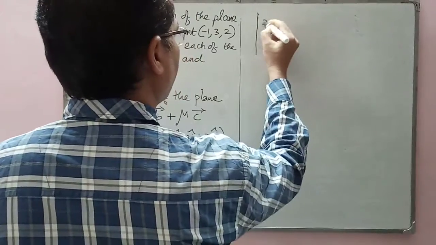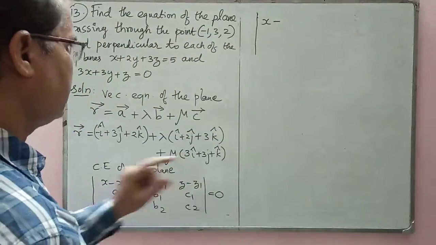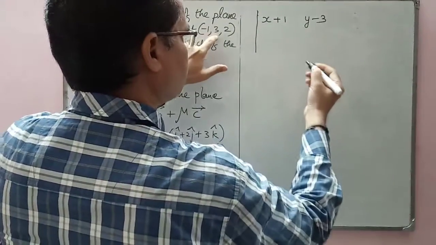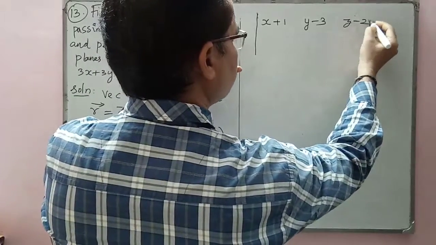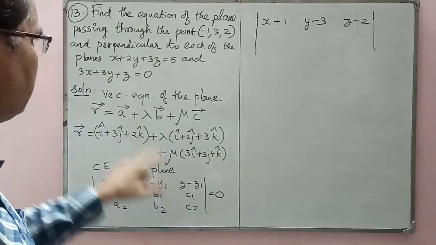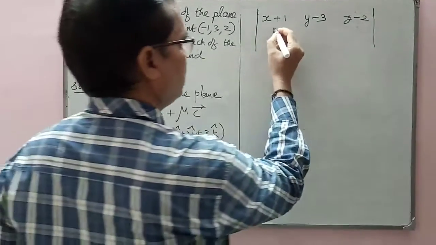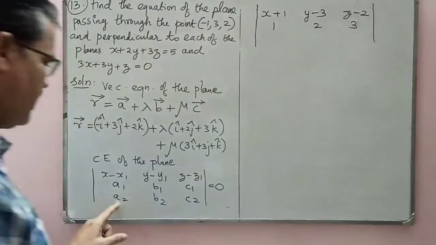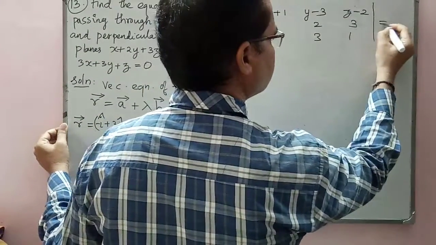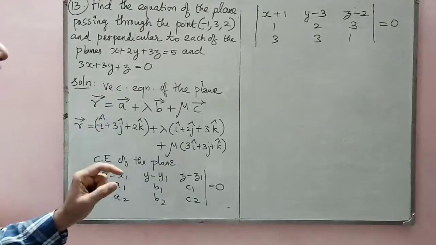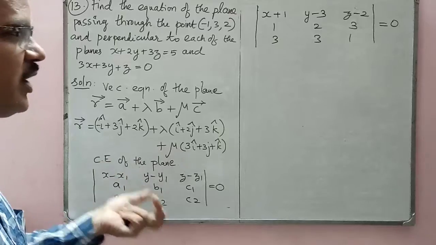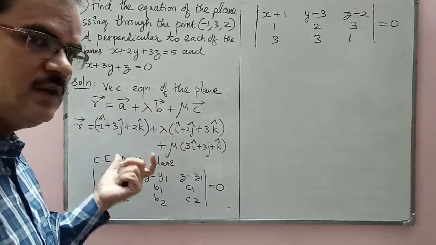Now the determinant of x minus x1, y minus y1, z minus z1, where x1, y1, z1 is the given point. So x minus of -1 is x plus 1, then y minus 3, z minus 2. Now the direction ratios a1, b1, c1 are 1, 2 and 3. Next, the direction ratios of the second plane are 3, 3, 1, equals 0. If only the equation is asked, you can go for either the vector equation or the Cartesian equation. The Cartesian equation is generally easier because you don't have i, j, k, whereas in the vector equation you have to deal with ijk.